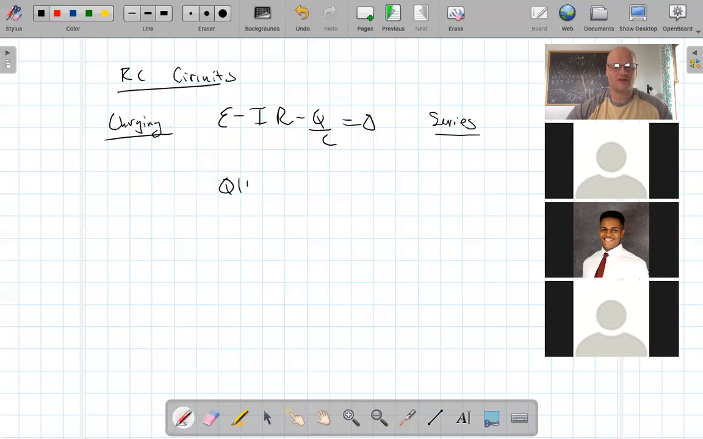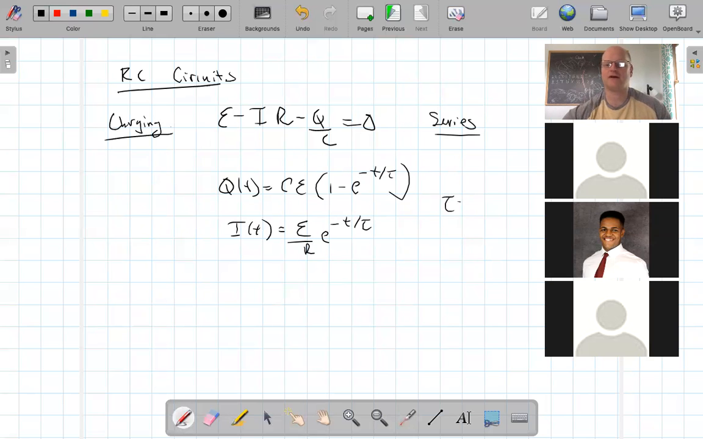Then we have the charge as a function of time is equal to C times E, times 1 minus e to the minus t over tau. The current as a function of time is equal to E over R, times e to the minus t over tau, where again, tau is R times C.